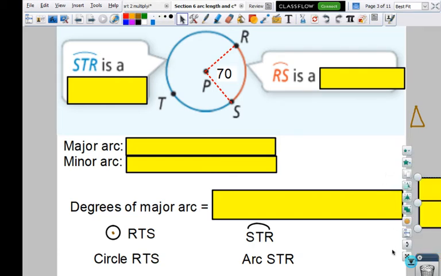So we're going to look at some arcs in here. And arcs are just like pieces of a circle. If you're cutting it like a pizza, an arc is like the outside crust.